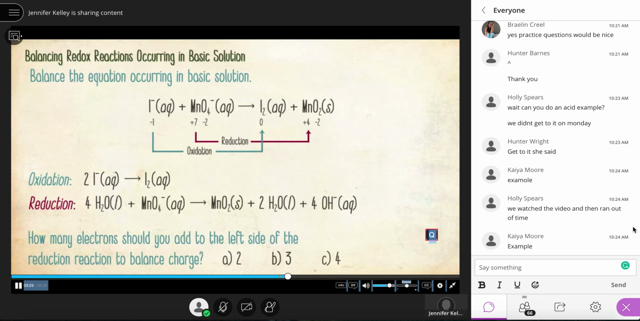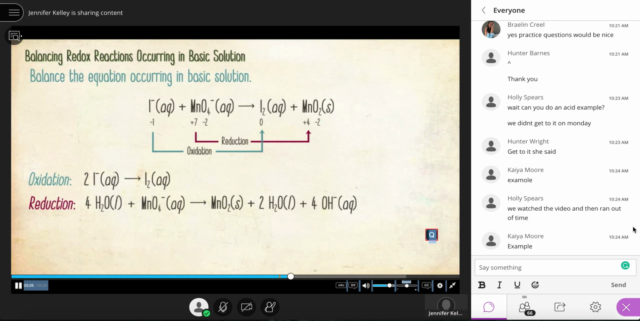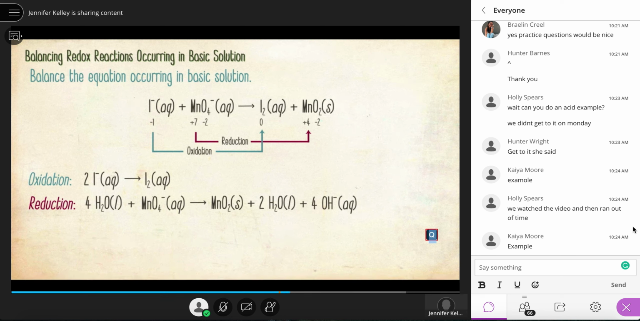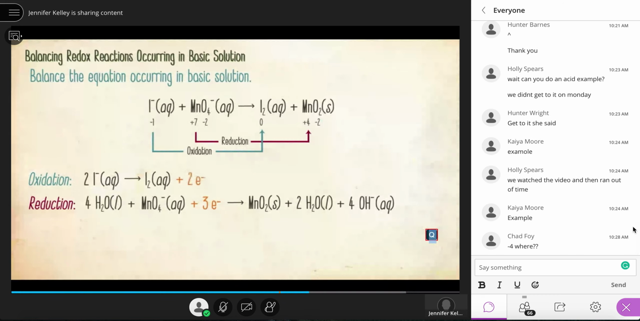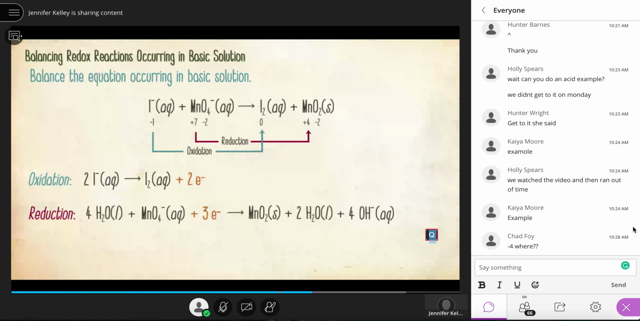The correct answer is B, 3. The total charge on the product side is -4, and the total charge on the reactant side is -1. Adding 3 electrons to the reactant side makes the charge on the reactant side -4, which equals the charge on the product side. To balance the charge on the oxidation half reaction, add 2 electrons to the product side.